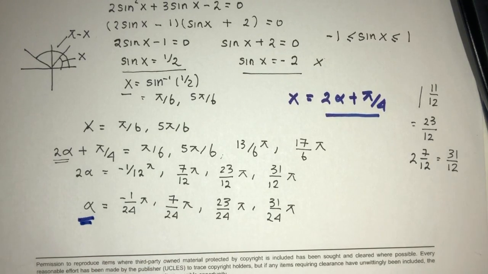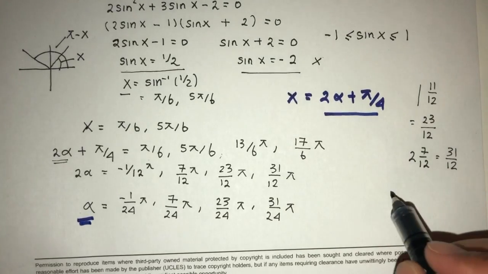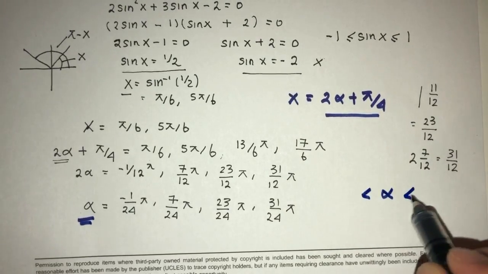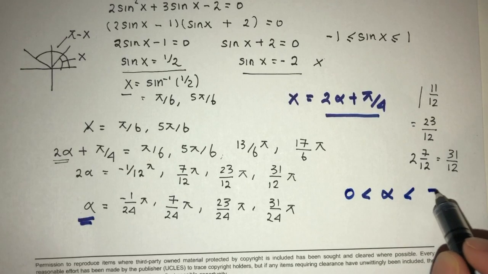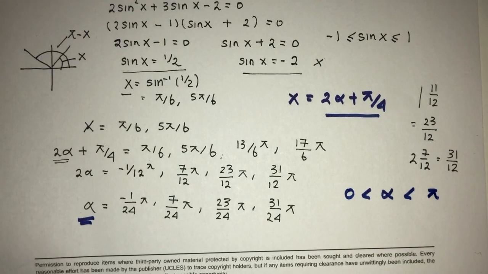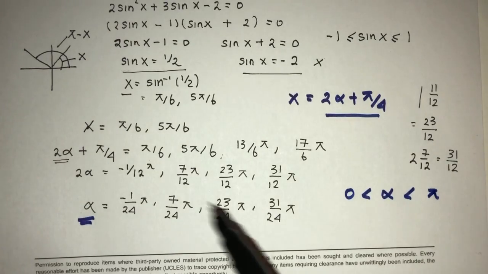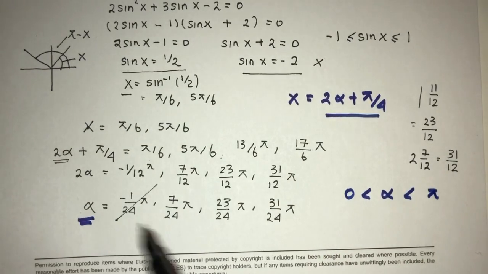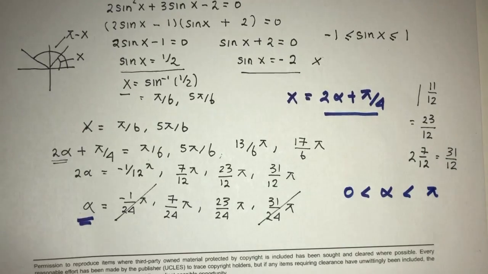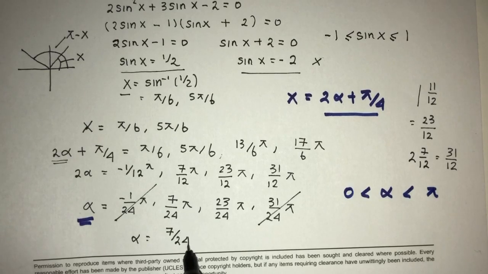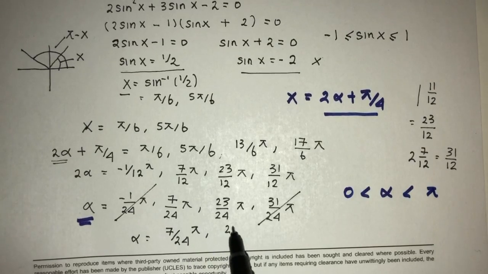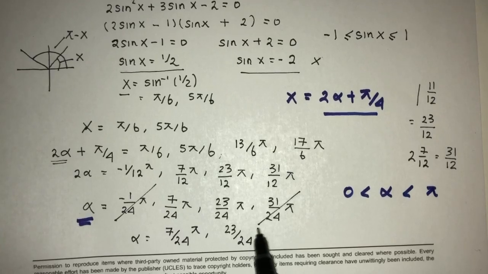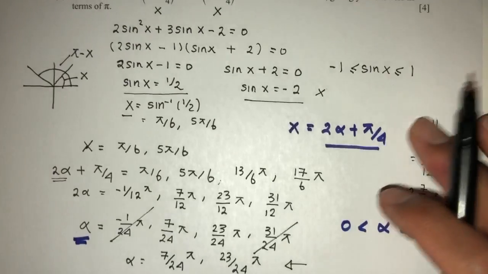But now again, alpha has some condition. Alpha is between the values of 0 and pi. That's the main condition here. So we have to eliminate some values. As you can see, the first is negative, and the last is more than 1 pi. So finally, we have the values of 7 over 24 pi and 23 over 24 pi for alpha. And this is your answer for question number 11.